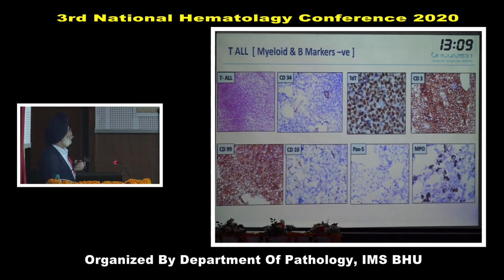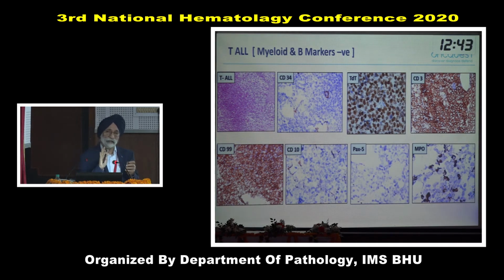Now this is T-ALL. What we find is CD34 is usually negative. What I am demonstrating are the typical cases of B-ALL and T-ALL. TDT is positive, CD3 is positive, CD99 is positive. CD1A is also usually positive. However, CD10, a B cell marker, is negative, PAX5, a B cell marker, is negative, MPO, myeloperoxidase, is negative.